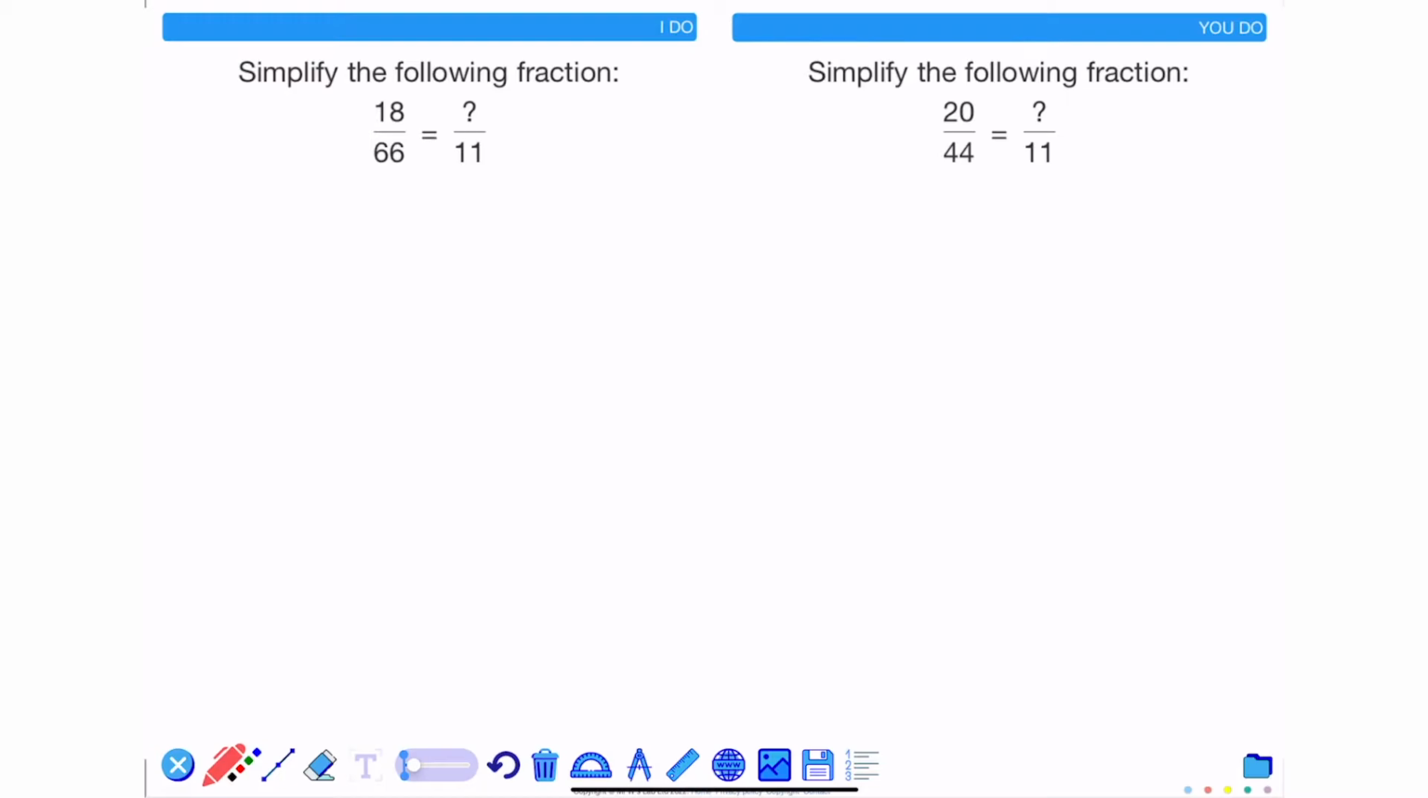In this video, we're going to take a look at how we can simplify a fraction. Looking at the example on the left-hand side, I need to be able to simplify 18 over 66 into a fraction that has the same value with a denominator of 11.